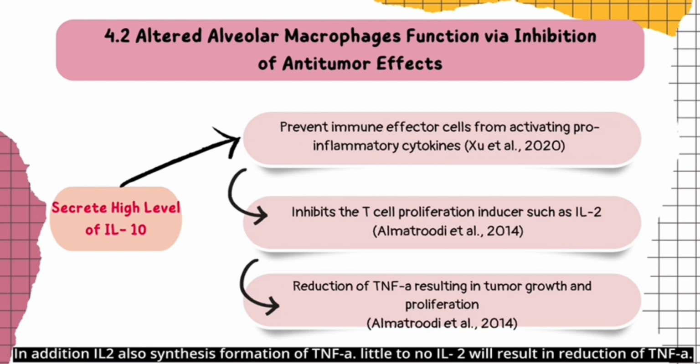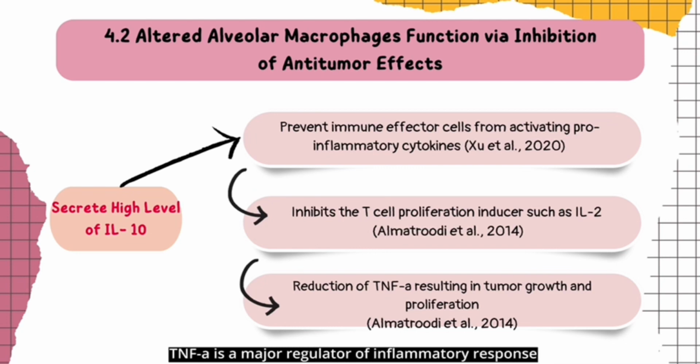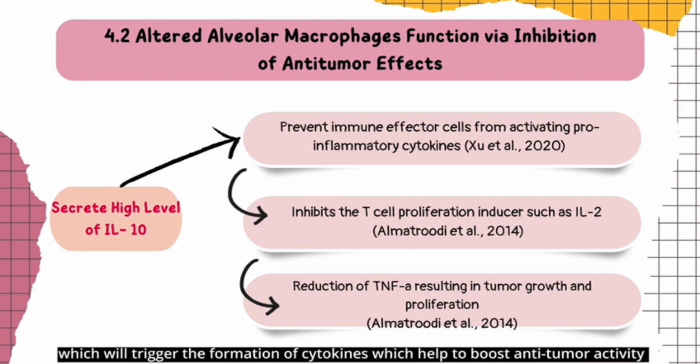In addition, interleukin-2 also synthesizes TNF-alpha. Little to no interleukin-2 will result in reduction of TNF-alpha. TNF-alpha is a major regulator of inflammatory response, which will trigger the formation of cytokines, which help to boost anti-tumor activity by sending signals, and it also has a function to inhibit tumorigenesis. Without TNF-alpha, it will promote the proliferation and tumor growth.